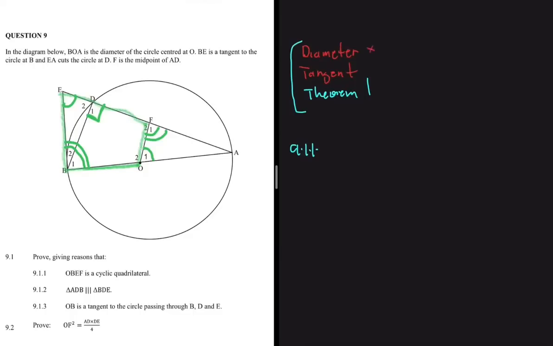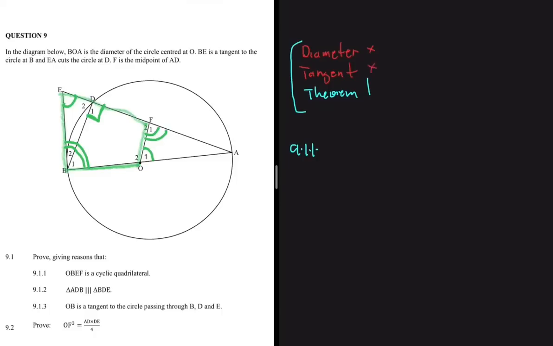Let's move to the tangent. So we have the tangent EB, right? Which is subtending A. So now we can say that angle B2 is equal to A, but then that doesn't help us with anything, right? So we cannot use the tangent to answer this one.